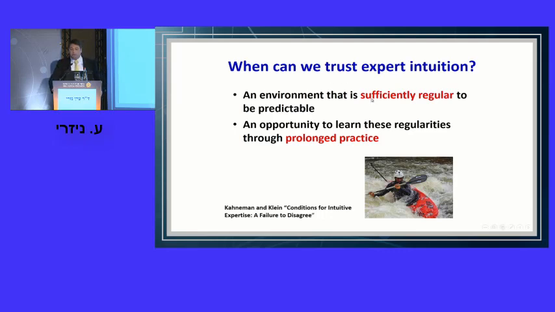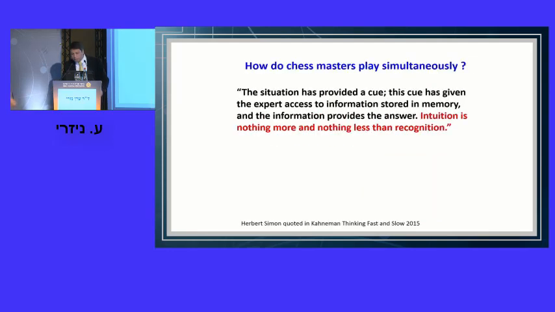First, the environment has to be sufficiently regular to be predictable. The stock market is not a sufficiently regular environment, and you can never predict it, no matter how expert you are. And the second thing, which is an educational call, in my opinion, is that you have to have the opportunity to learn these regularities through prolonged practice. And this is a very important thing. You develop intuition with your experience. And you can think about it in terms of a rafter going down the river, and due to his long practice, he knows which streams he can avoid and how he can avoid rocks, and this becomes intuitive because he practiced it. And I want Nachum to elaborate more on this.